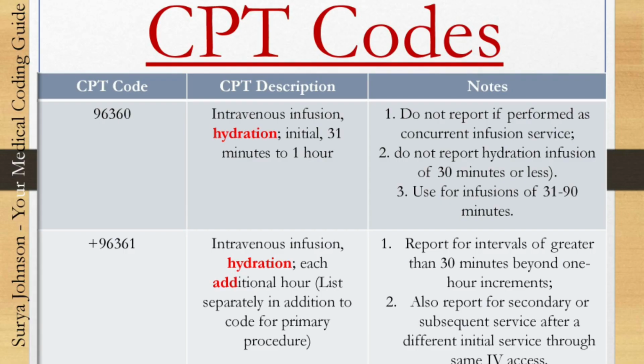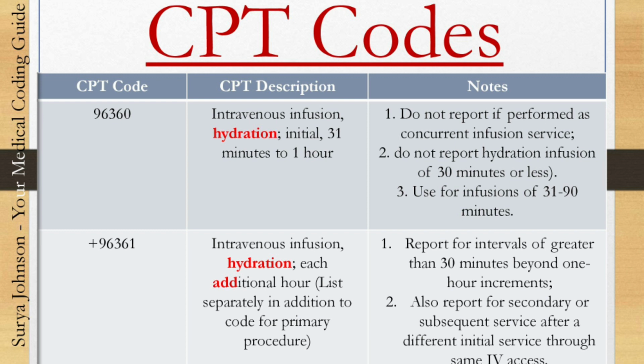So the first in the list are the hydration codes. 96360. The description is intravenous infusion, hydration, initial 31 minutes to 1 hour. So the main keyword is hydration. This code is used for the initial hydration infusion. Then it gives a note, 31 minutes to 1 hour. So from 31 minutes to 1 hour, 96360 should be used.